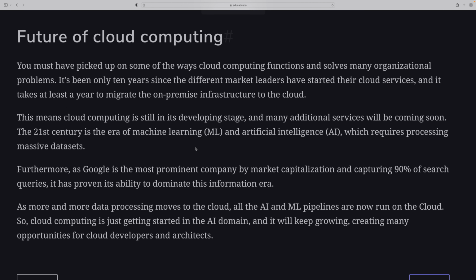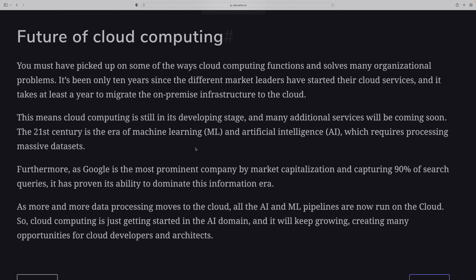Future of cloud computing. You must have picked up some idea of how cloud computing functions to solve organizational problems. It has only been 10 years since the different market leaders started their cloud services. It takes time to migrate from on-premises. This means cloud computing is still in a developing stage. Many additional services will be coming soon.